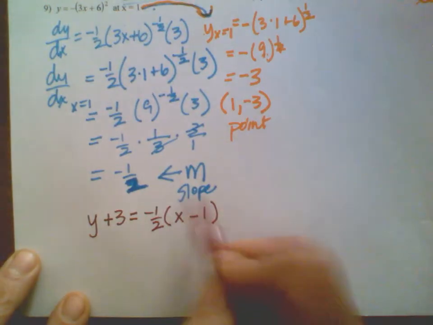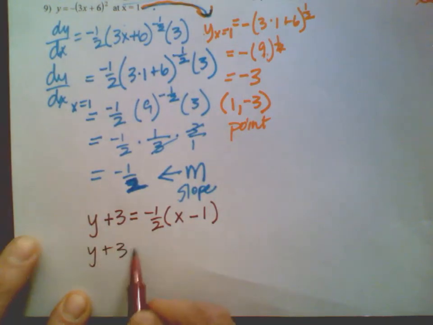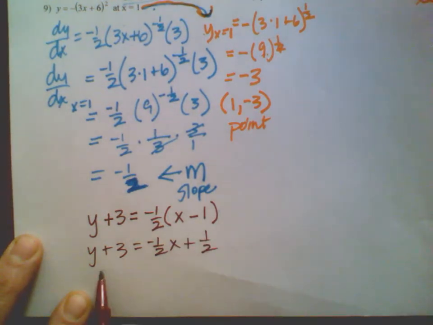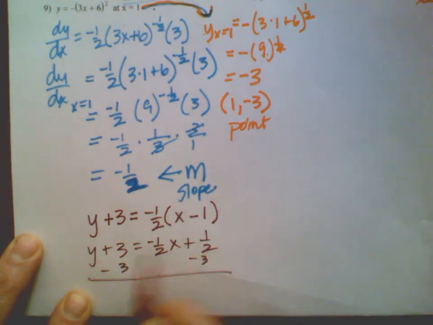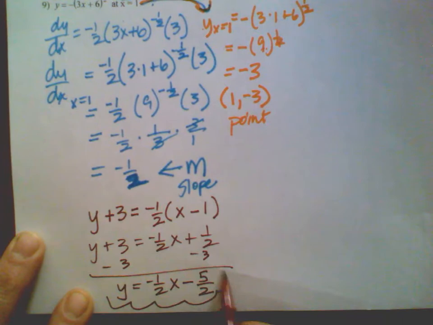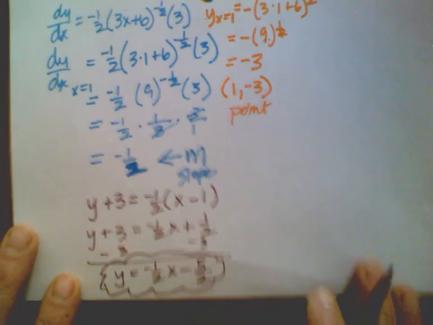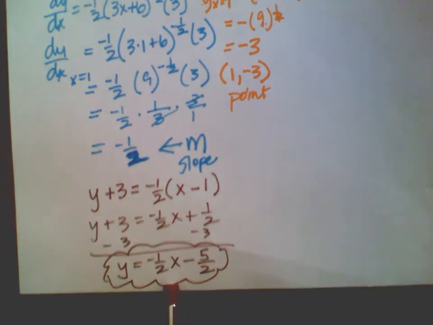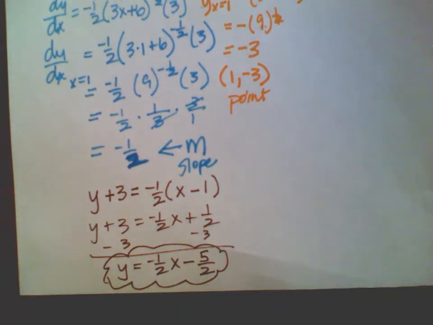So I'll distribute the 1/2, y plus 3 equals -1/2 x plus 1/2 minus 3 minus 3. I end up with y equals -1/2 x minus 5/2, or maybe you wrote it as -2.5. Either way, it doesn't matter. But there is my slope-intercept form of that equation. All right, we've got one left.